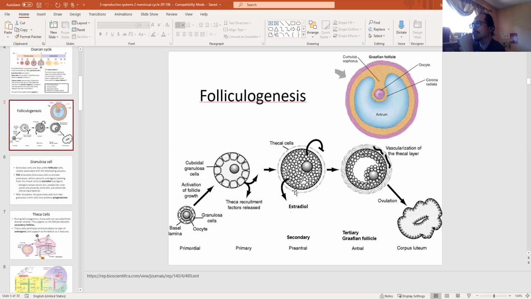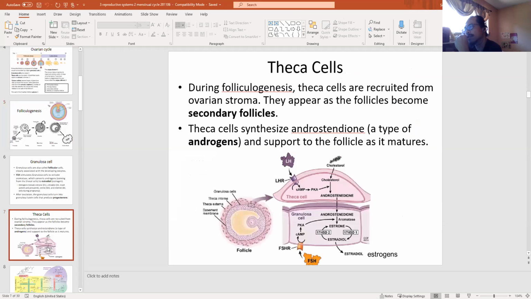So that is that. With the theca cell, the sign of that's a signature for the secondary. When the antrum becomes so big, it's called the tertiary, or the Graafian follicle. And the function of the theca cell is to produce the androgen, which diffuses across to the neighboring granulosa cells to produce the estradiol and estrogen.